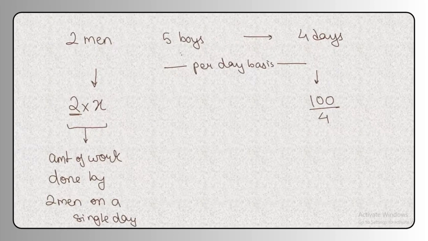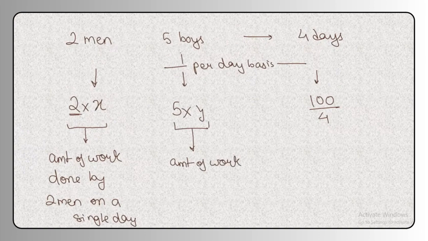Similarly, for 5 boys, it is 5 multiplied by y. This tells us the amount of work done by 5 boys on a single day.